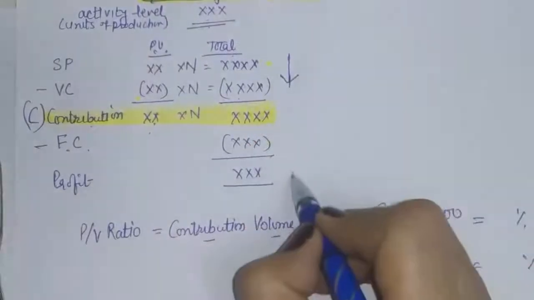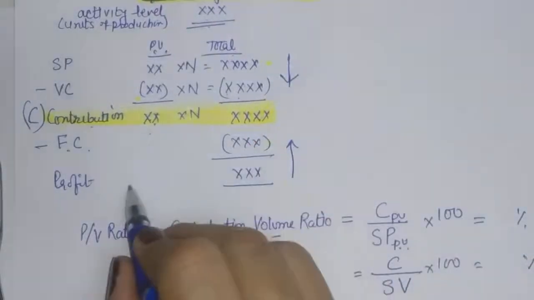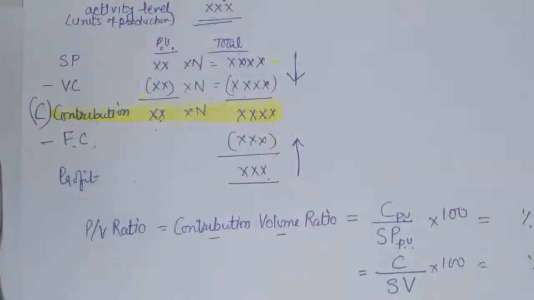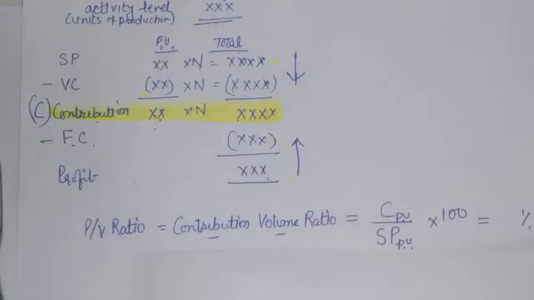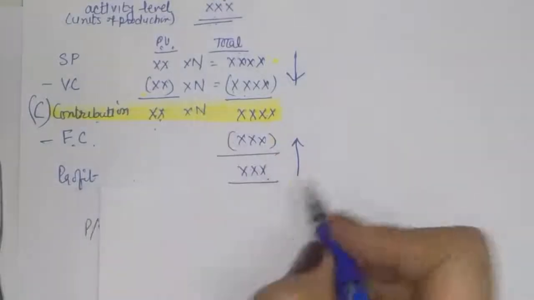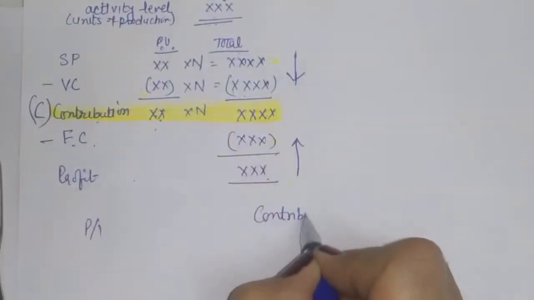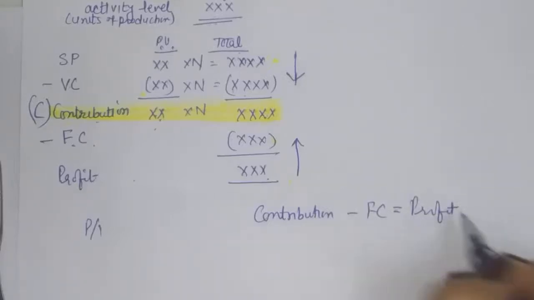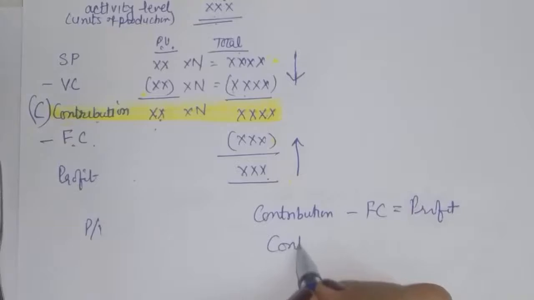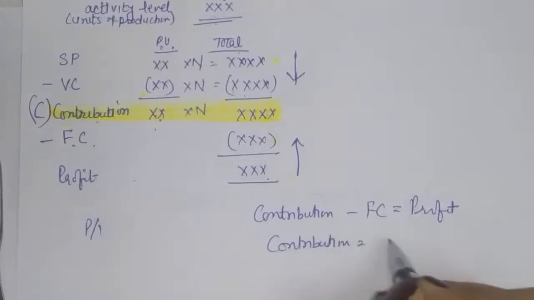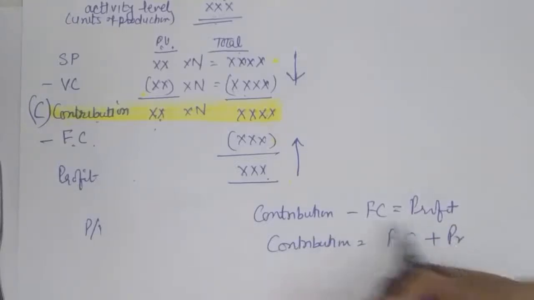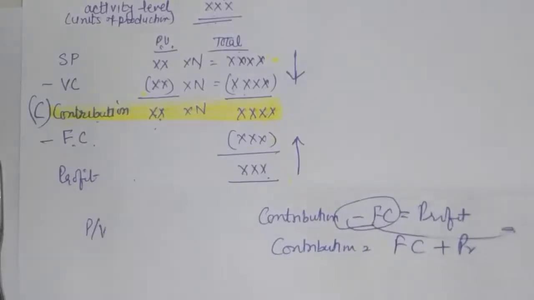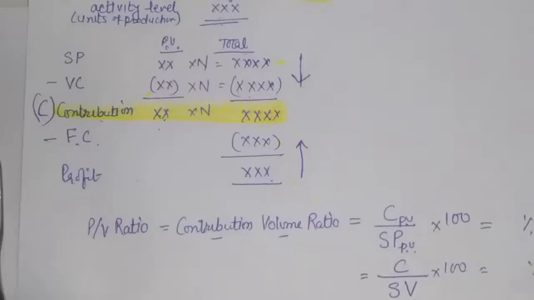Okay, now move bottom up. So profit plus fixed cost is going to give us contribution, right? Because what we are saying is, in this statement, contribution minus fixed cost is equal to profit, right? Which implies contribution is equal to fixed cost plus profit. You take minus fixed cost to the other side. This is all mathematics, algebra. So contribution is fixed cost plus profit.